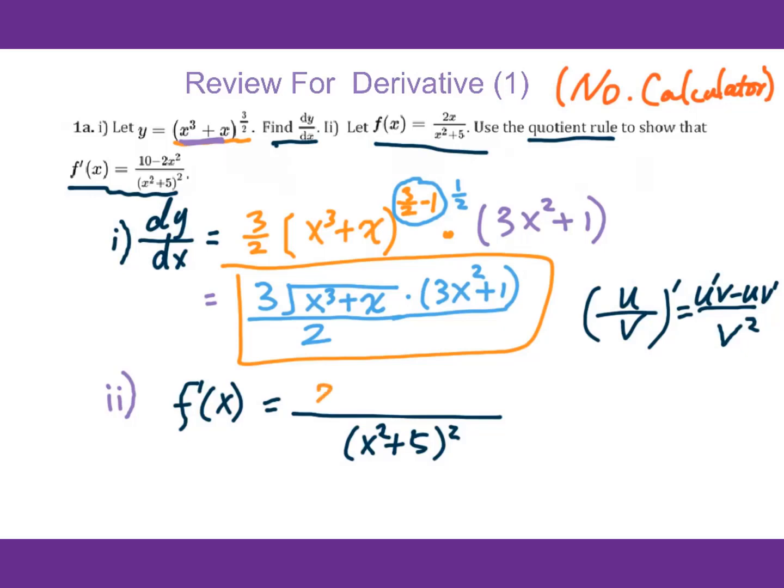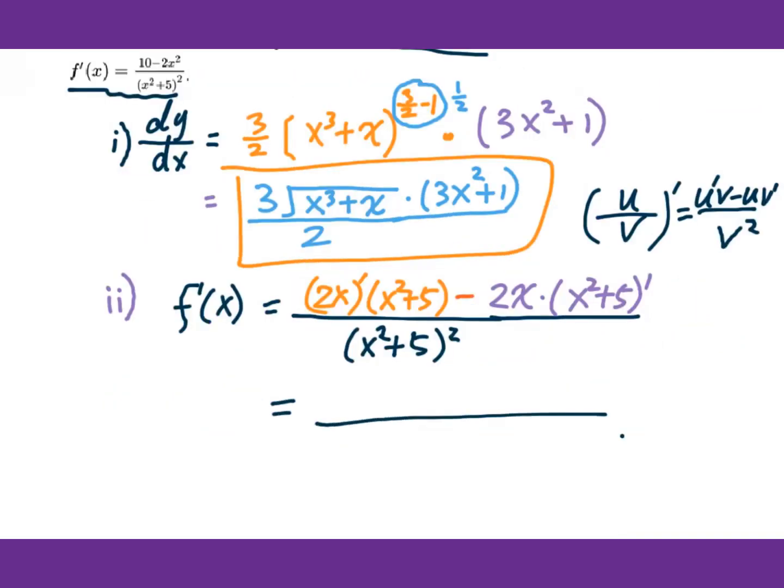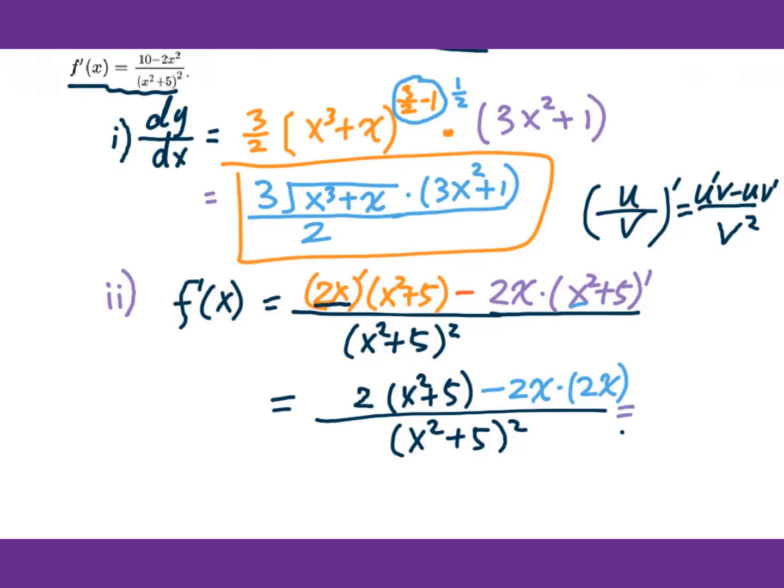When you do the quotient rule or product rule of a derivative, write down the formula. In other words, I will write down 2x, we do the derivative, then multiply by the denominator, x squared plus 5. Then here's minus. We do 2x times the derivative of the denominator, x squared plus 5. Now we try to simplify. The denominator won't change, x squared plus 5 squared. The derivative of 2x will be 2 times x squared plus 5. Then minus 2x, and the derivative of x squared is 2x, for 5 it will be 0.